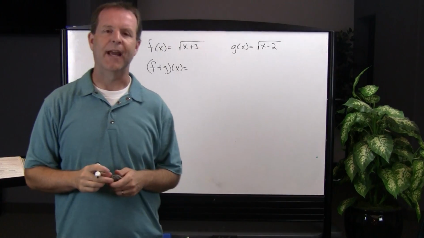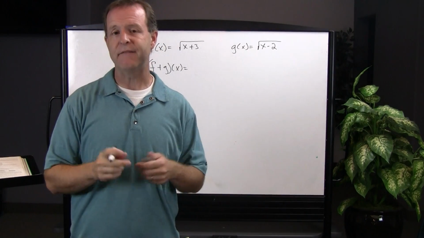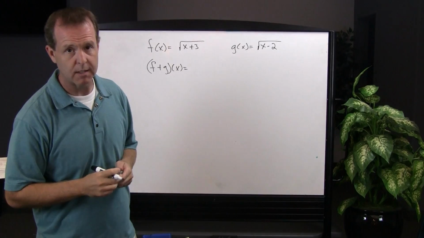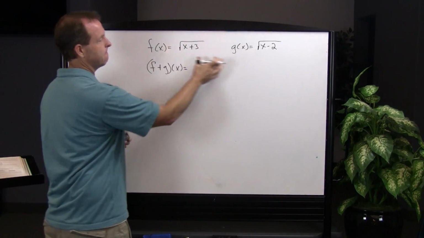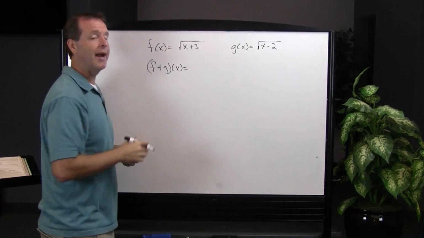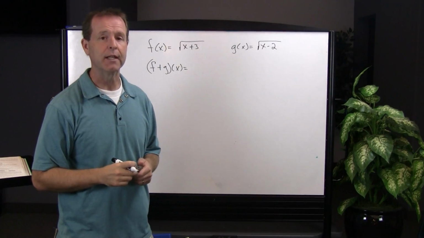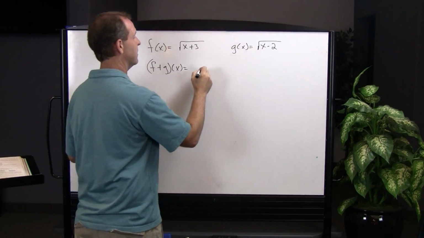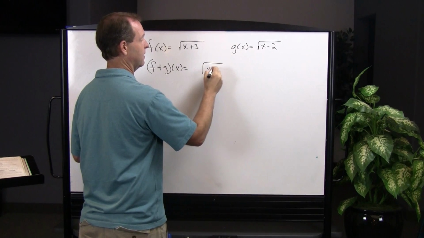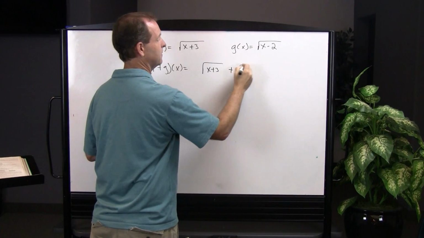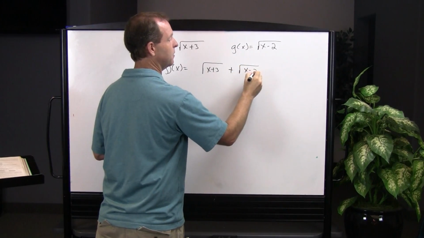Now I want to use this example to help explore that when we combine functions, we're also going to be curious about its domain. So I have f of x and g of x, and I'm asked to add f plus g of x. And as we remembered, that becomes f of x plus g of x, in this case the square root of x plus 3, plus g of x, the square root of x minus 2.